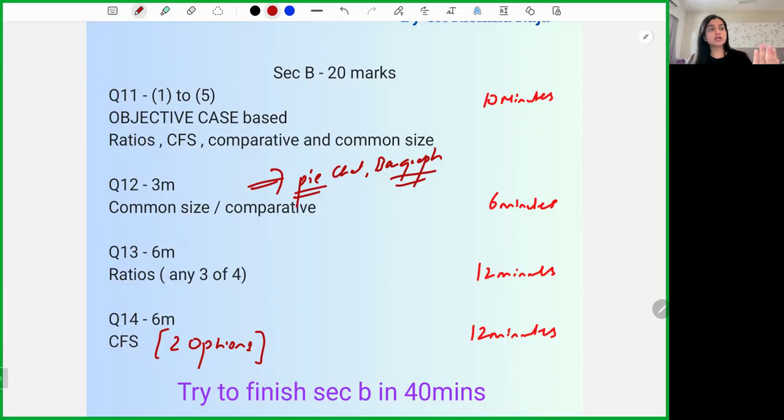So assess which ones you know best and do it accordingly. Always remember to start a question on a new page. So question 13, 1, 2, 3, 4. That way, if you feel like you want to solve all the 4, don't do it when you are starting your paper. Do it if you have extra time.